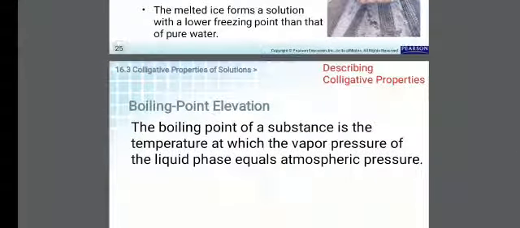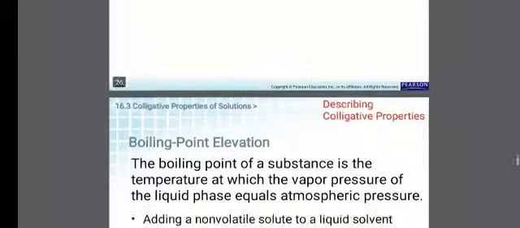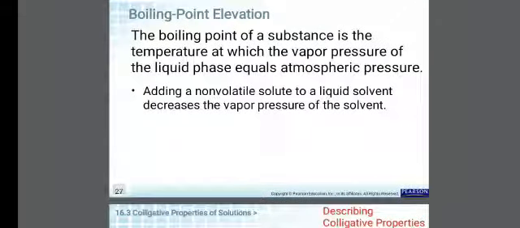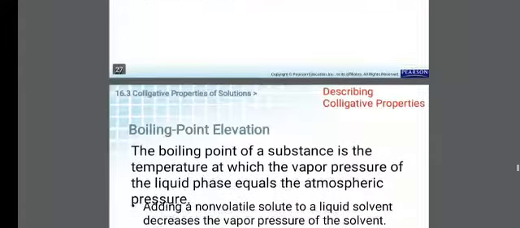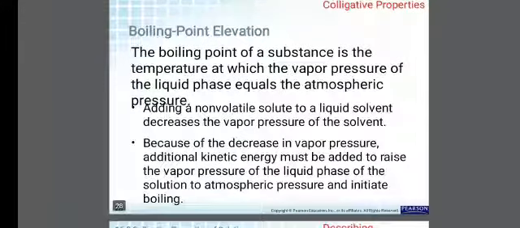Then the next colligative property is boiling point elevation. The boiling point of a substance is the temperature at which the vapor pressure of a liquid phase equals atmospheric pressure. Adding a non-volatile solute to the liquid solvent decreases the vapor pressure of the solvent. Because of the decrease in vapor pressure, additional kinetic energy must be added to raise the vapor pressure of the liquid phase of the solution to atmospheric pressure and initiate boiling.